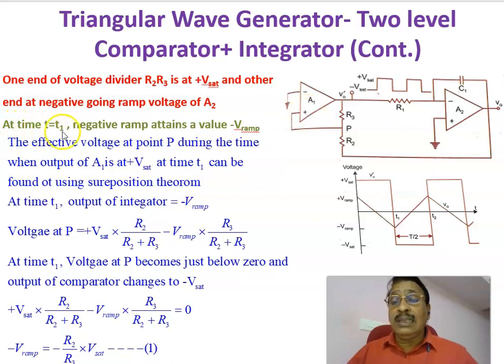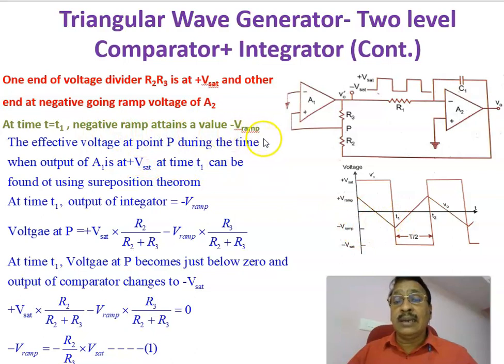Now, at time t equal to t1, the negative ramp attains a value minus, that is, in this case, this is the time marked as t equal to t1. This negative ramp is attaining a magnitude of minus V ramp.